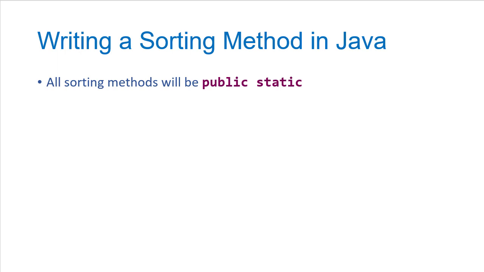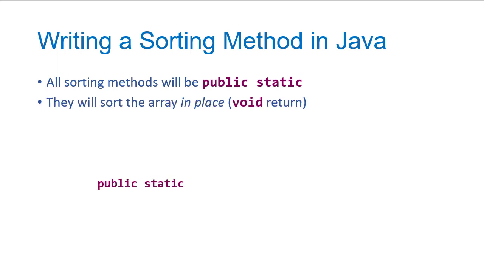These methods work on objects that will pass as parameters. So we'll have public static as the modifier to our method. Then we're going to sort these arrays in place. So there's not going to be a return. Whatever array we pass to the sorting algorithm is going to be sorted, and we'll modify that array. We're not going to create a new sorted array. We will be changing the array that gets passed in.